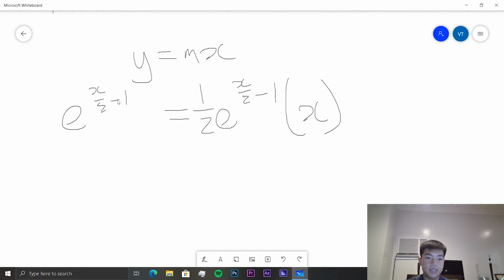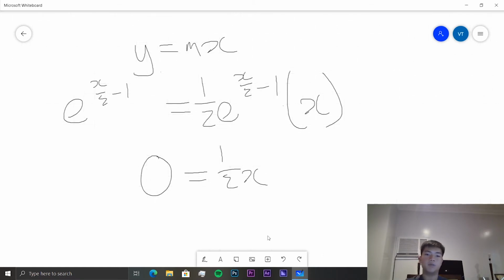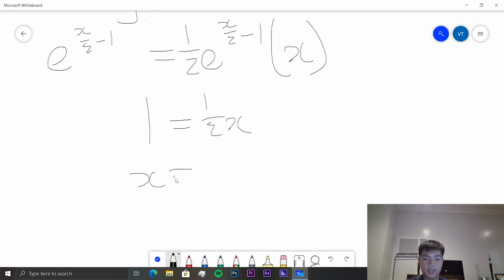So dividing both sides by this, we get 0 is equal to, because this e function will never reach 0, so 0 is equal to 1/2 x. Oh, sorry, this is 1 is equal to 1/2 x. Okay, so 1 is equal to 1/2 x, so x is actually equal to 2.